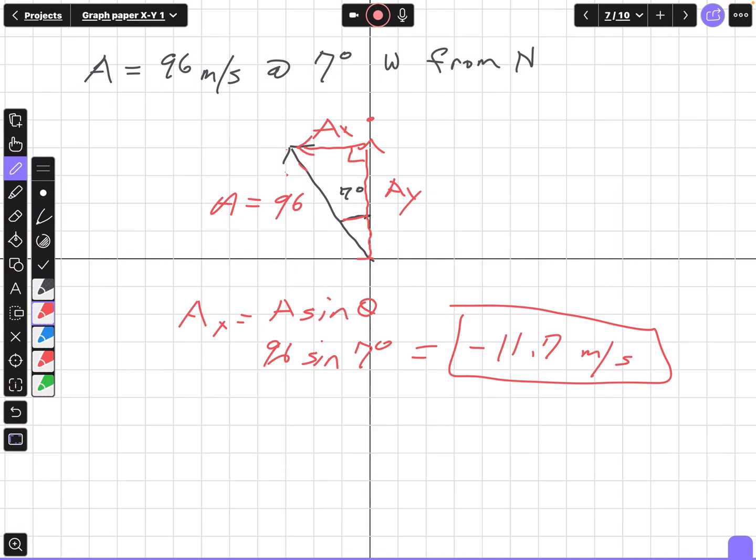And then if I was going to find my Y component, my Y component is adjacent, and if it's adjacent, I use cosine. So that's going to be whatever the length of A is times the cosine of the angle, which is 96 times the cosine of 7 degrees, which equals, and AY equals 95.3 meters per second.